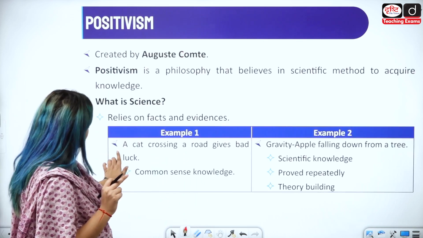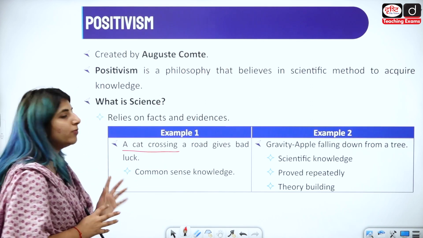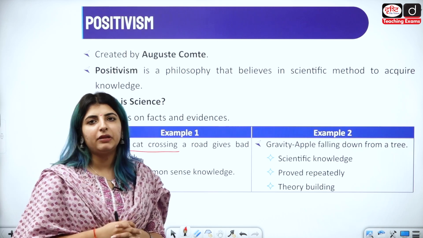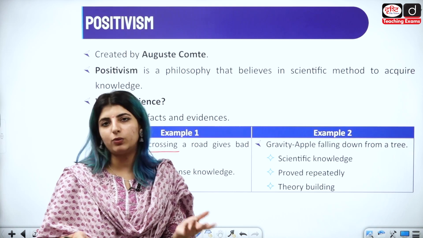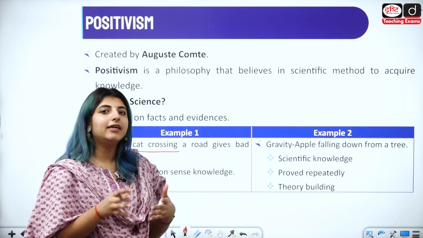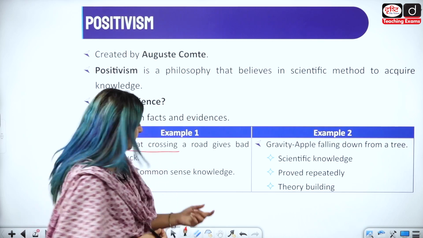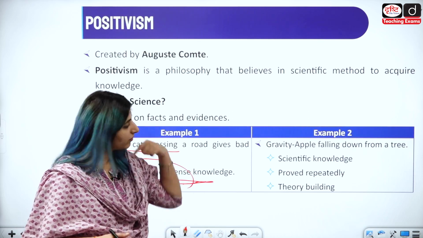We'll look at an example here. If you try to see, example one I have provided here, that a cat crossing a road gives you bad luck. This is a thing that people think of as common sense or a superstition in some parts of the world, I would say. They say that if a black cat crosses the road, it means bad luck will come. Correct? So here, whatever we are gaining is common sense knowledge.